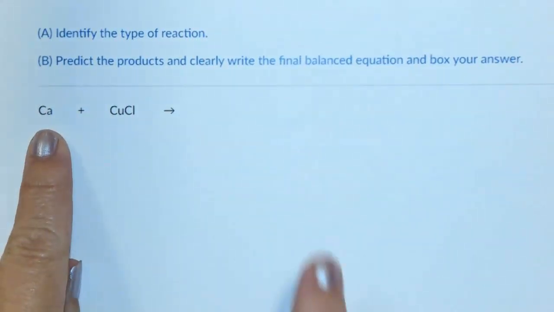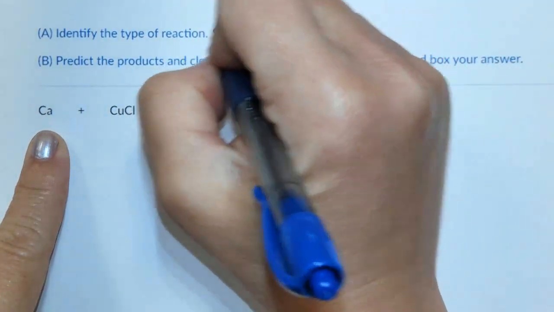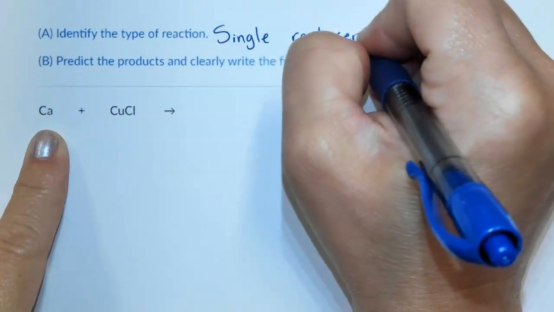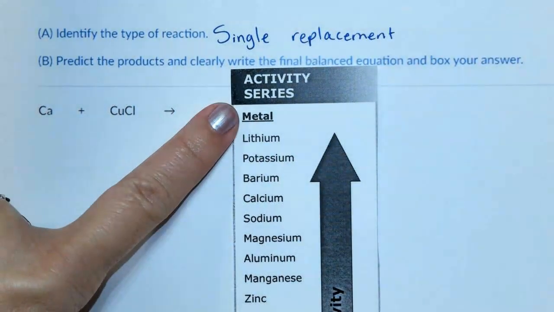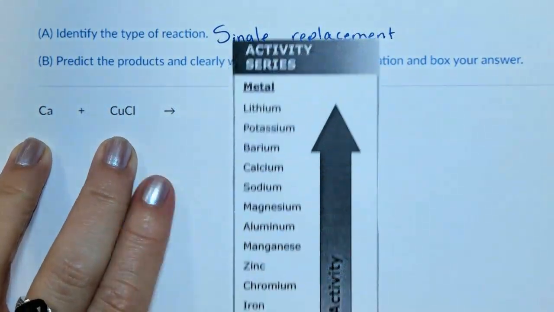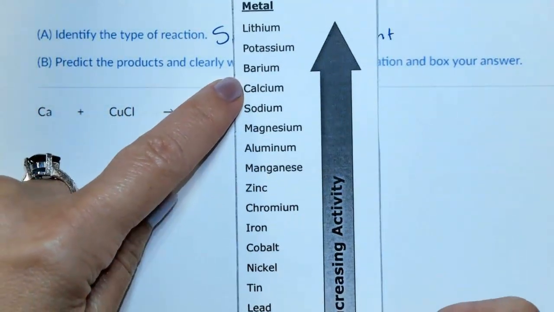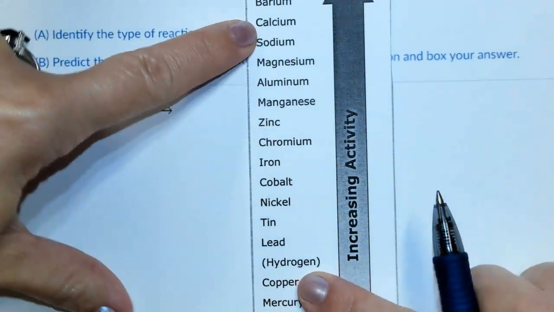First, we have a single element plus a compound, which is how we know that this is a single replacement reaction. Now that we know it's a single replacement reaction, we need to use what's called an activity series to determine will this reaction occur. So we're going to look at calcium versus copper.